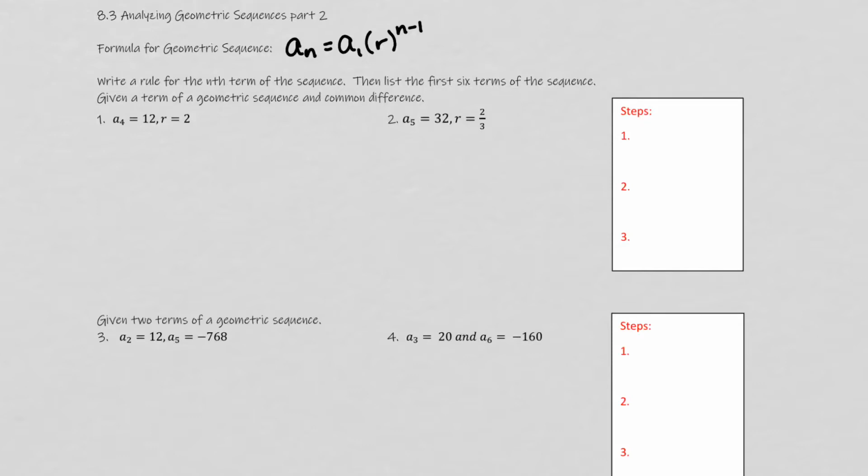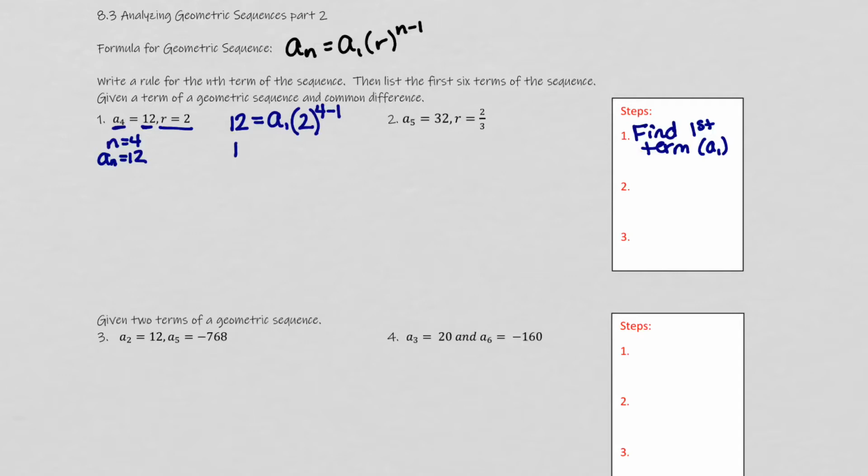So step 1, we need to find the first term, which is A1. It gives us R is 2, and it says A4 is 12. That means n is 4, and AN will be 12. So I'm going to use this equation. I'm going to plug in these 3 things that I know, and that leaves me with A1 that I can solve for. So I get AN, which is 12, equals A1, which we're trying to find, we do not know it yet, times R, which is 2, to the n minus 1 power.